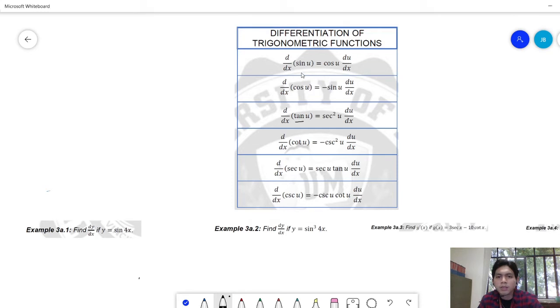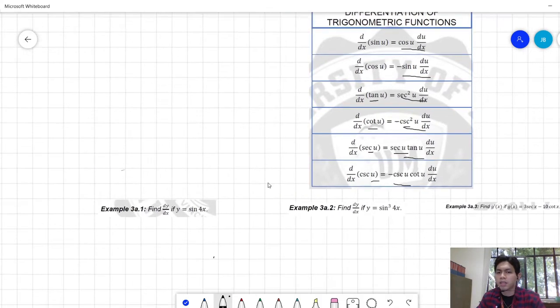So the derivative of sine u is just cos u du over dx. Then cosine u is negative sine u du over dx. For tan u, it's secant squared u du over dx. For cotangent, it's negative cosecant squared u du over dx. If it's secant u, it's sec u tan u du over dx. And for cosecant u, it's just negative cosecant u cot u du over dx. So you will notice: positive, negative, positive, negative, positive, negative. So you should have ways on how to memorize faster the derivatives of trigonometric functions.